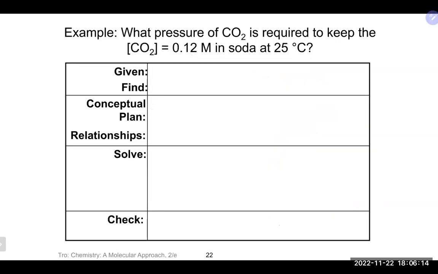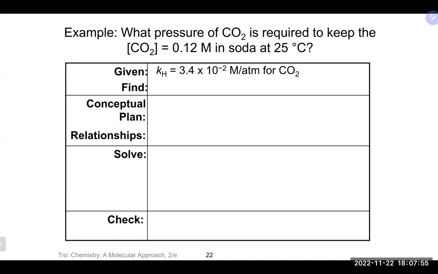So if we were to do a calculation like this, what is the pressure of CO2 that's required to keep the concentration of CO2 at 0.12 molar at 25 degrees? So here is the KH there for CO2. So why don't you take a second and calculate that?